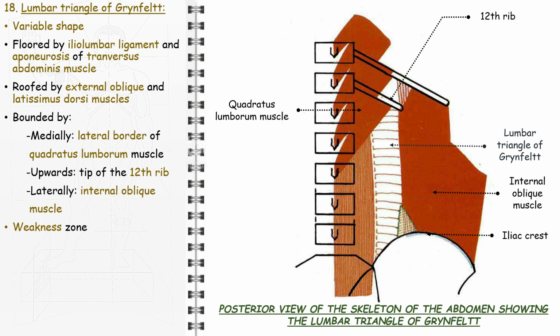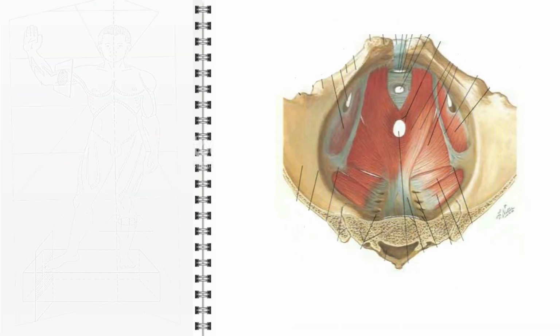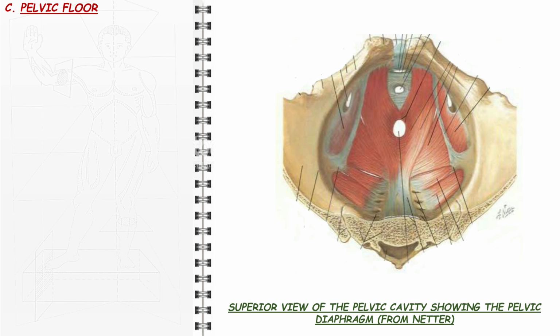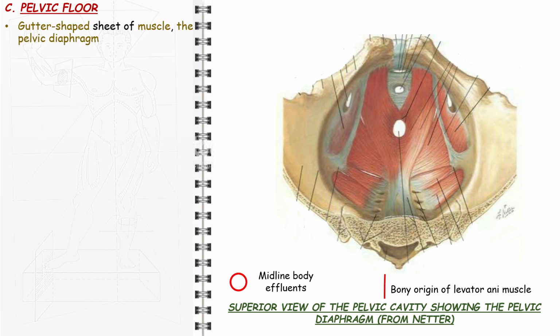Now that we have outlined the abdominal cavity in front and behind, let's get down to the floor. In continuity with the pelvic walls, already developed within the pelvic cavity, the pelvic floor consists of a gutter-shaped sheet of muscle, the pelvic diaphragm, slung around the midline body effluents, urethra and anal canal, and, in the female, the vagina.